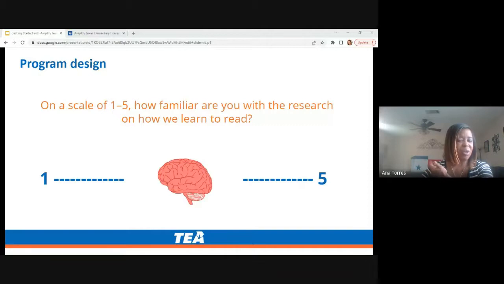Kind of want to do a quick little check. On a scale of 1 to 5, how familiar are you with the research on how the brain learns to read? On a scale of 1, 2, 3, 4, 5, where do you fit? How familiar are you with the research on how the brain learns to read?